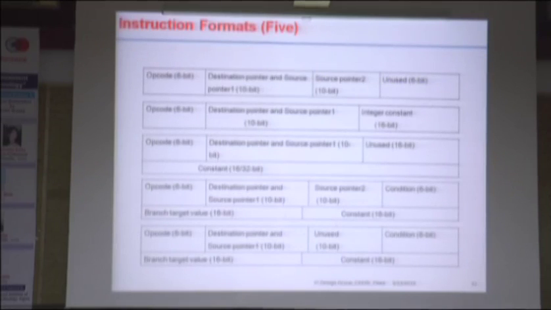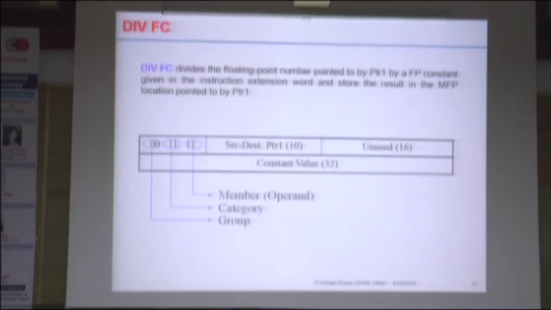These are the instruction formats we have defined for all the 44 instructions. For example, this instruction word is a 32-bit instruction. This DIVFC instruction will divide a floating point number by a floating point constant. What does this instruction do? It will divide the floating point number given by the address in the PTR1 field. This address goes to the floating point memory, so it will fetch the operand from the floating point memory, and this number is divided by the constant that is supplied within the instruction. This constant will come as an extension word with this instruction.